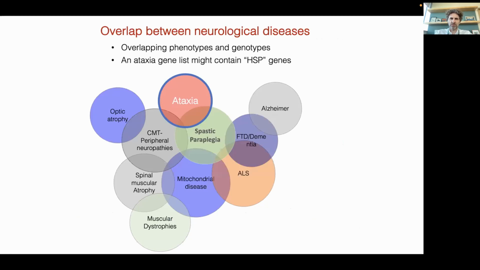The next thing is that, as you're also aware, ataxia doesn't live in a silo. These phenotypes and also the genes, they overlap. And so spastic paraplegia genes, so-called spastic paraplegia genes, could also cause ataxia and so on. And there are new relationships being discovered all the time.